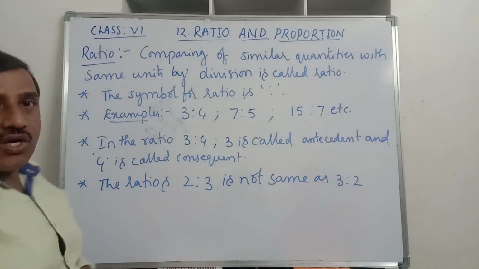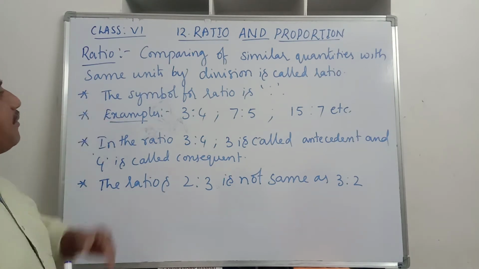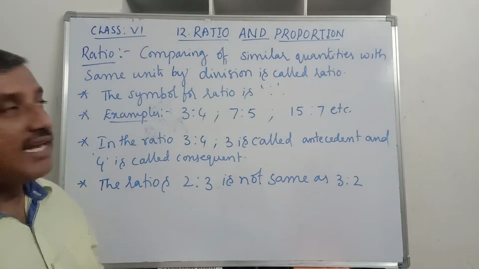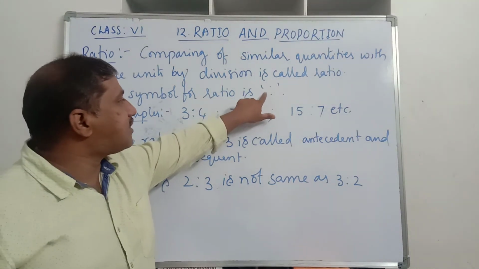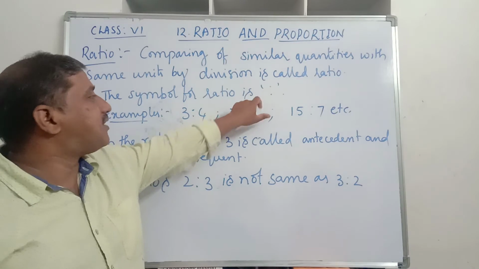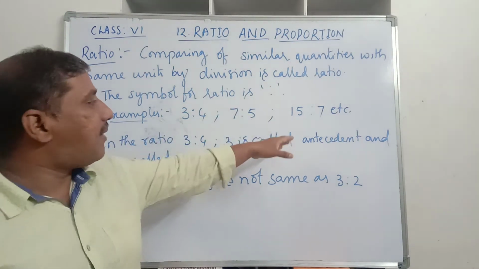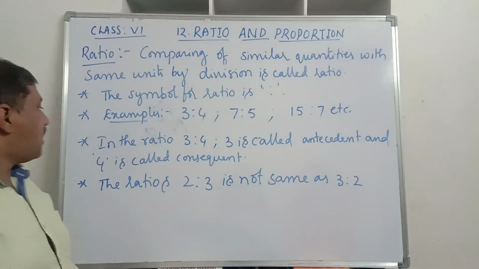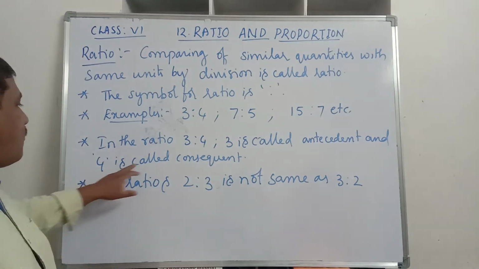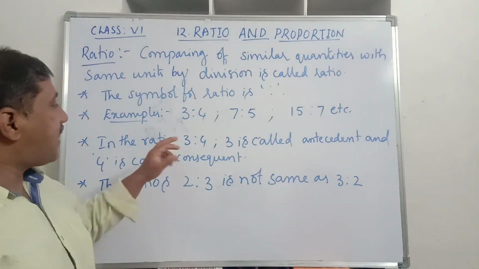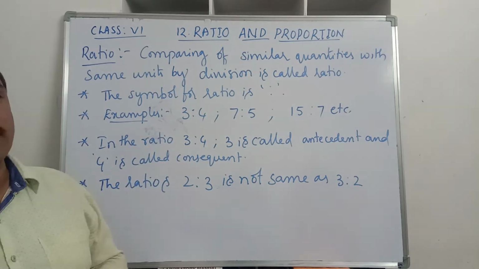Now, what is ratio? Ratio is comparing similar quantities with the same units by the method of division. The symbol for ratio is two dots, this is the ratio symbol. Examples: 3:4 or 7:5, 15:7. Now, in the ratio 3:4, 3 is called the antecedent and 4 is called the consequent. That is, the first term is known as the antecedent and the second term is known as the consequent.